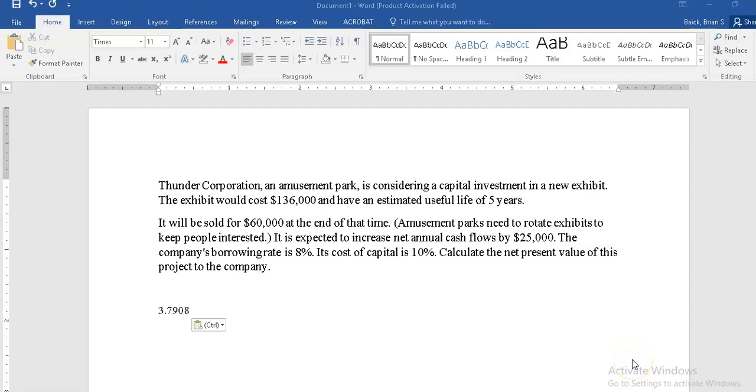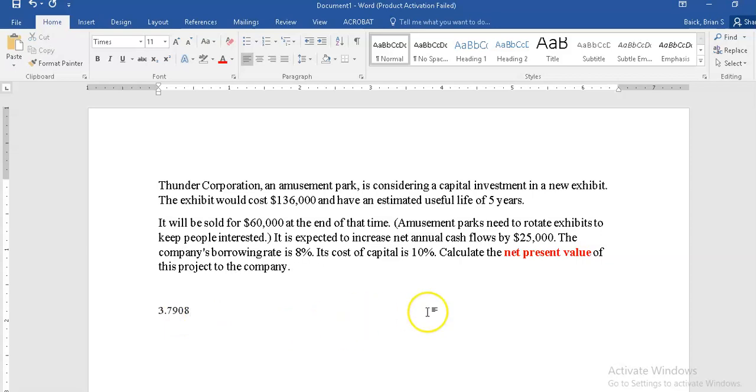Okay, so what we're going to do is take a look at this problem, and this is a time value of money problem. They're asking you to compute the net present value. So let's go ahead and do that for this problem. Also, I want to point out that the question is, where did this factor come from?